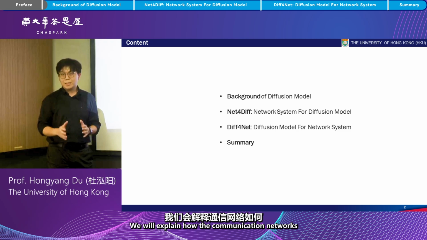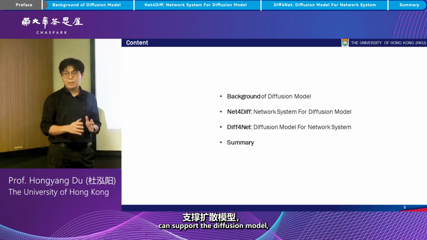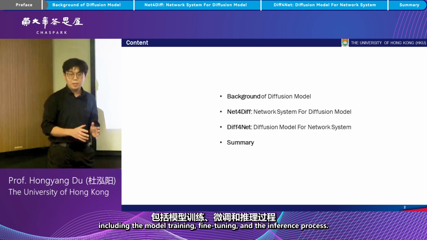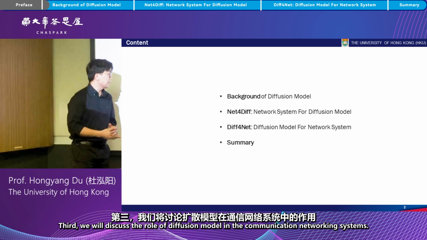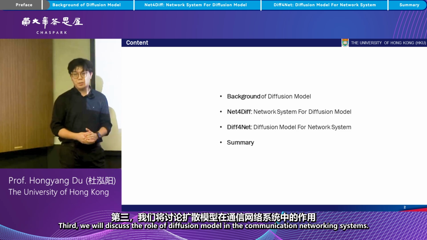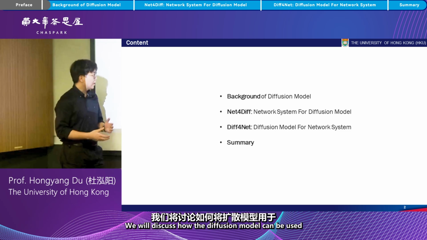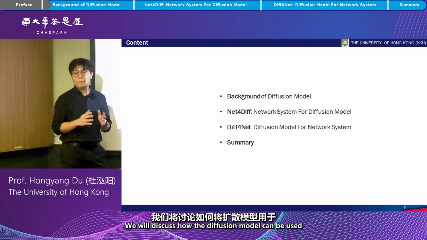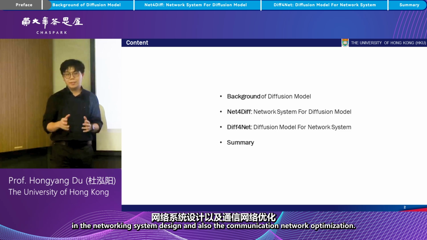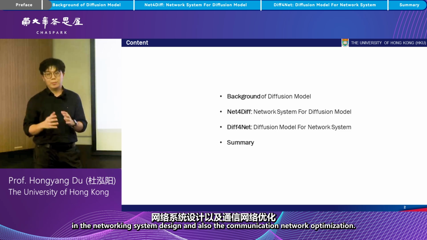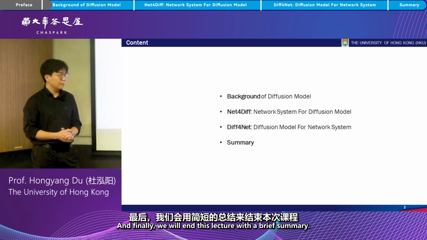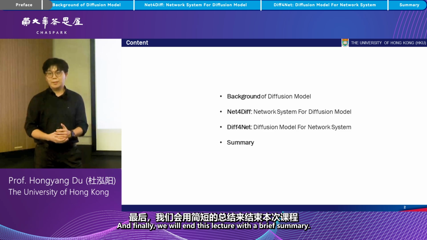We will explain how the communication networks can support the diffusion model, including the model training, fine-tuning, and the inference process. Third, we will discuss the role of diffusion model in the communication networking systems. We will discuss how the diffusion model can be used in the networking system design and also the communication network optimization. And finally, we will end this lecture with a brief summary.